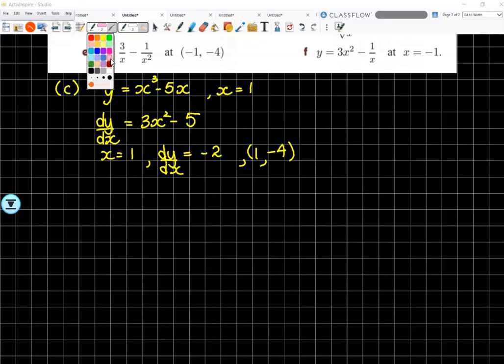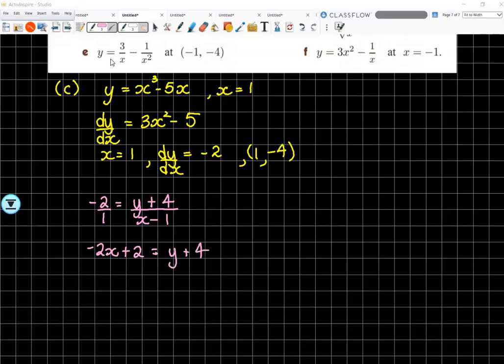Okay, and now we go into, let's find the equation of the tangent. So my slope, I'm going to go minus 2 over 1 equals y take 4, which becomes plus 4, all over x take 1. Cross multiply, minus 2x, minus 2 times minus 1 plus 1 times... Get y by itself, so that'll be minus 2x take 2 equals y. We are done here.